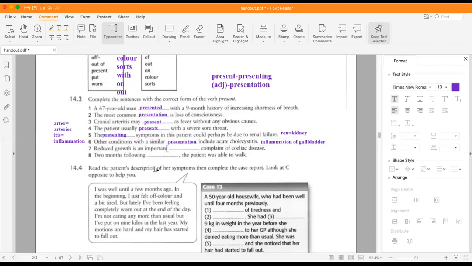Reduced growth is an important presenting complaint of coeliac disease. Two months following presentation, the patient was able to walk.